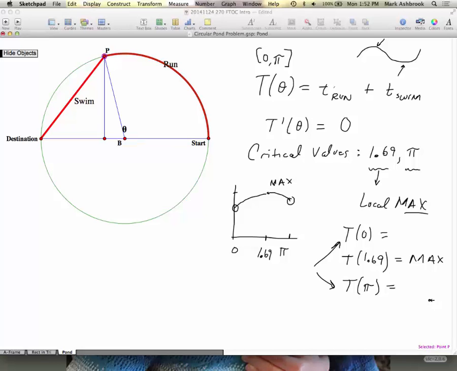And so to find those, you just take those endpoints, plug them into your function to get that output value, and compare them to the outputs at the critical values to see what's really happening. In this particular case, and you can watch it in the video, it's the fastest for her to swim the whole way, meaning theta equals 0.